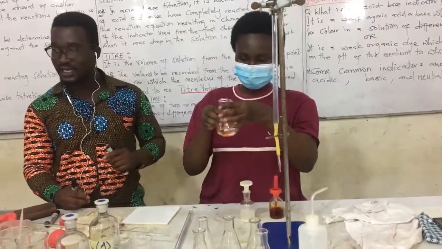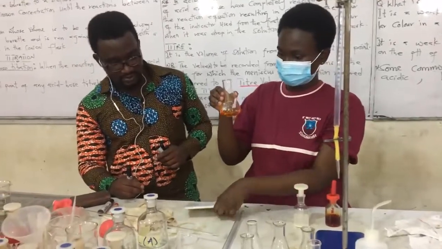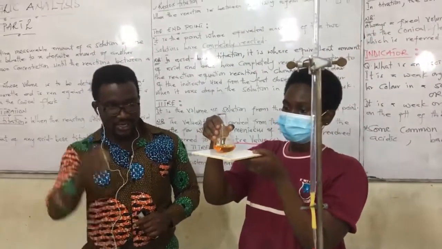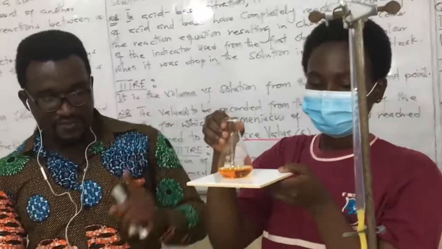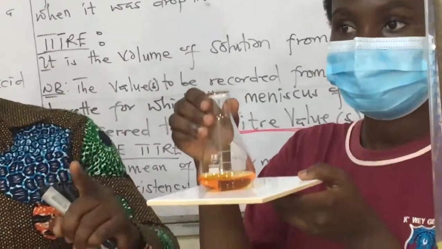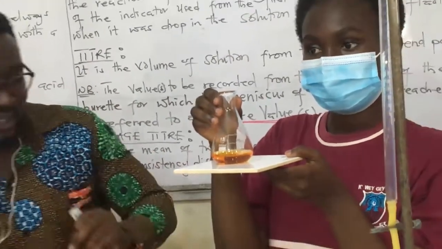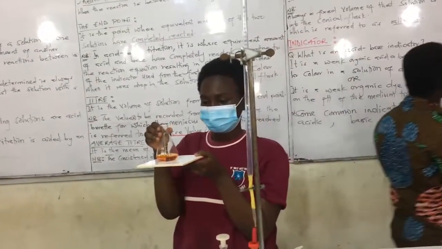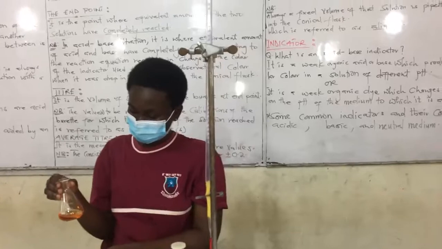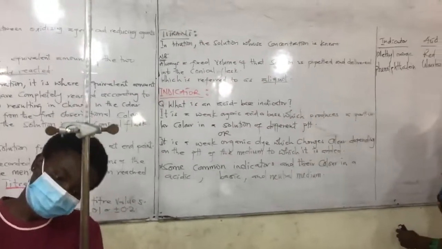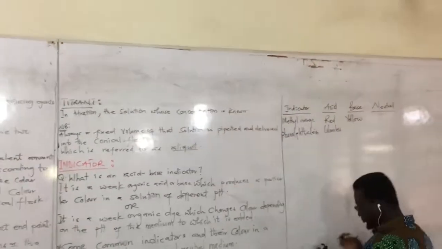Okay, 2 drops. She said it earlier that she'll be using 2 drops. Okay, so you can guess what color this is. If your guess is that the color is yellow, then you are correct. So methyl orange produced yellow color in there. So in a basic medium, it is yellow.